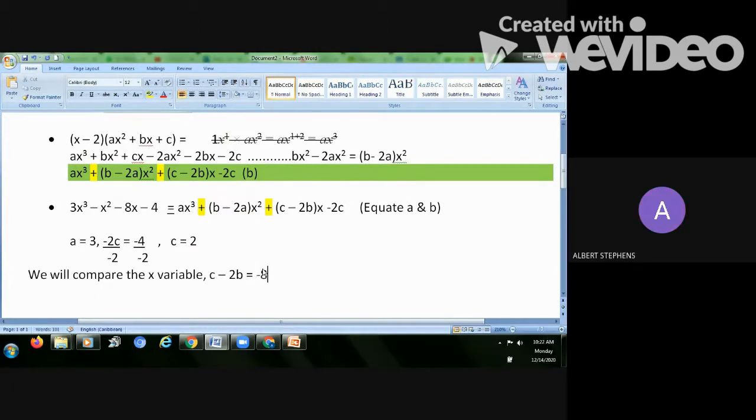Everybody following so far? Yes, sir. All right, but what is C equal to? Positive 2. Right, we'll just work it out, don't you? So we're gonna have 2 subtract what? 2b equals negative 8. All right, so what I'm gonna do, everybody following so far?